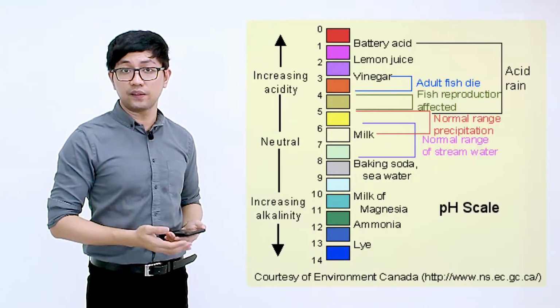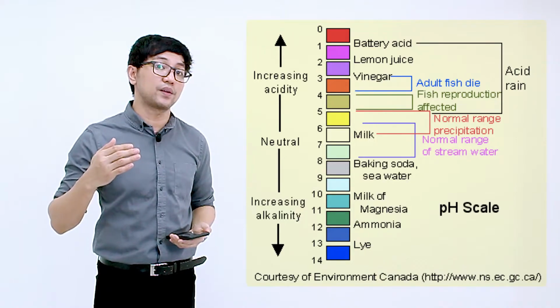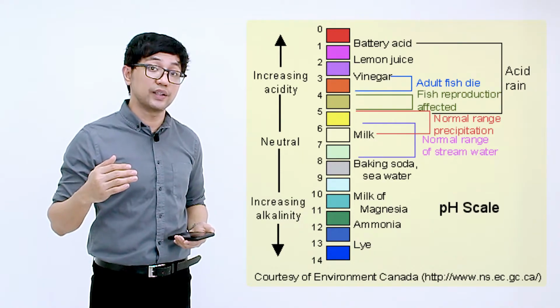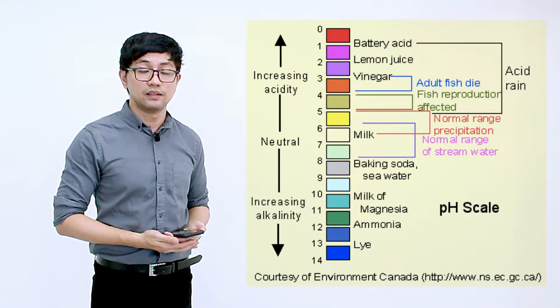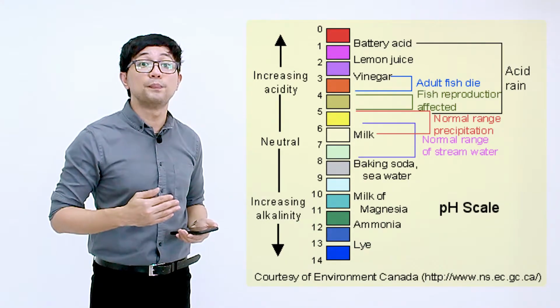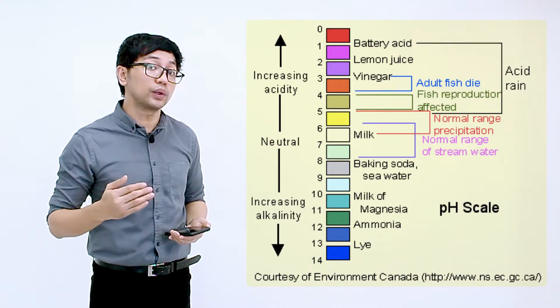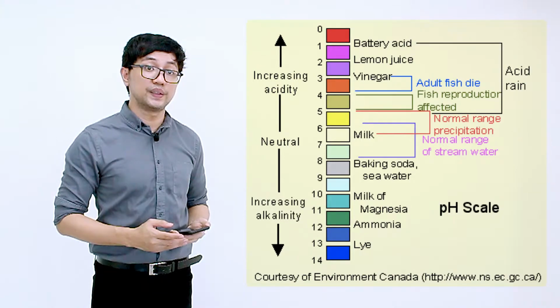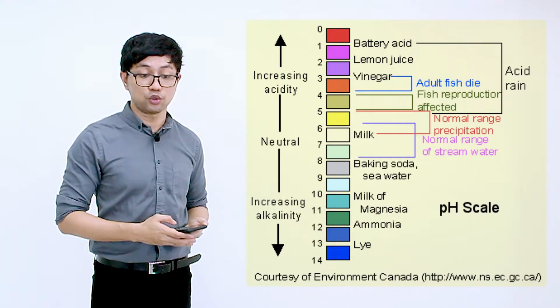You can see in this diagram that anything that is higher than 7 are the bases, and anything lower than 7 will be acids. The higher the number, the more basic they are. The lower the number, the more acidic they are. And remember, our reference point is number 7, which is neutral.